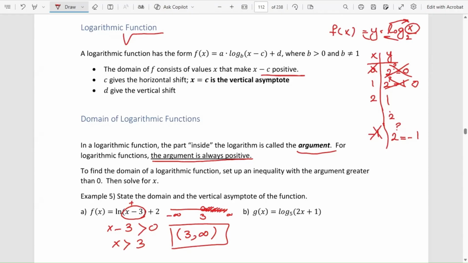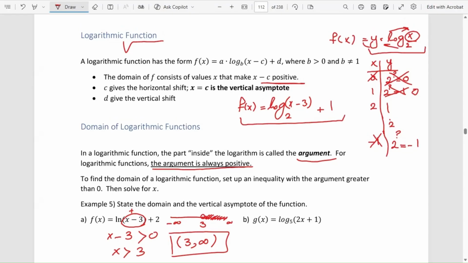Do I care about positive 2? No. Positive 2 is just a shift. We learn about that when we learn about horizontal shift and vertical shift, in the video where we talked about transformations of functions. When we have a function, if you see x is added to or subtracted by a number, that means that's a horizontal shift. If you see the whole function is added to or subtracted by a number, that means that's a vertical shift. So this function is actually the same function that we had here, but it's shifted 3 to the right and 1 up.